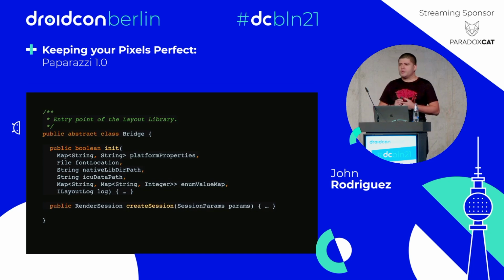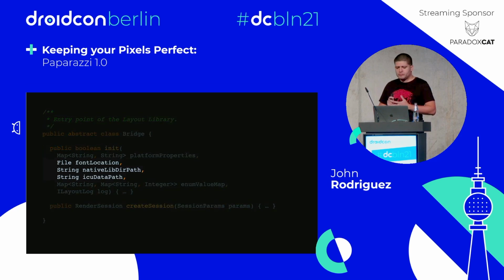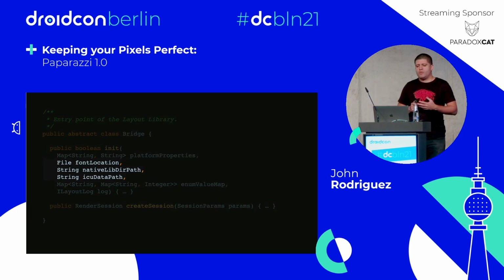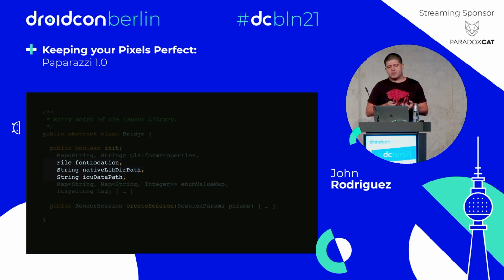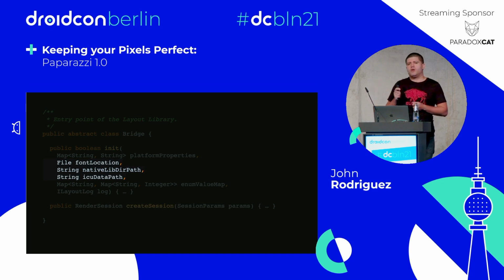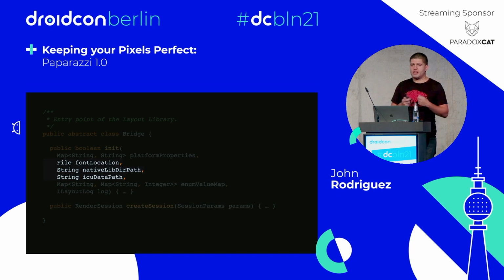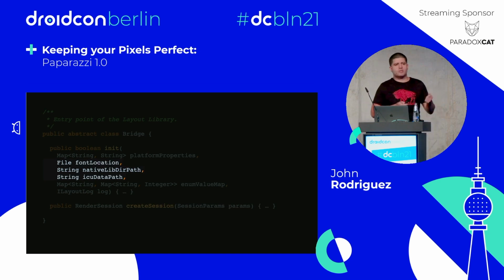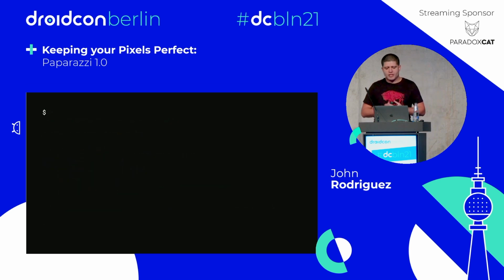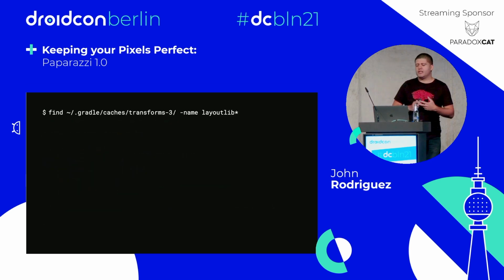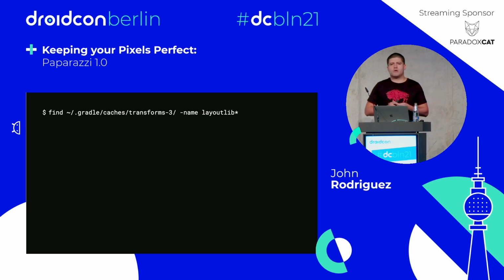Now, a keen eye would have noticed that this bridge init method takes in paths. While the native lib dir path and the ICU data path all live in your Gradle cache, they're bundled into a jar. So how do you actually extract these from the jar in order to pass them to the bridge? Are you unzipping a jar on every test? What happens if you have multiple projects that have Paparazzi? Are they going to unzip on every test method? That would be wasteful. But it turns out Gradle has a really cool trick where you can do artifact transforms.